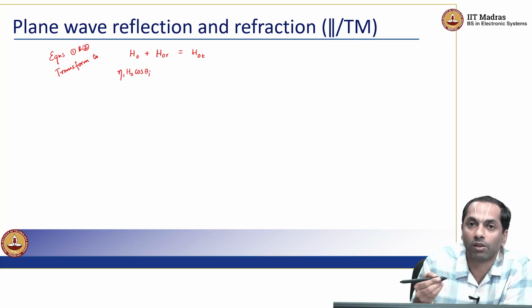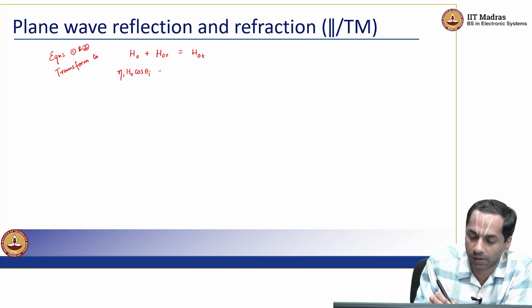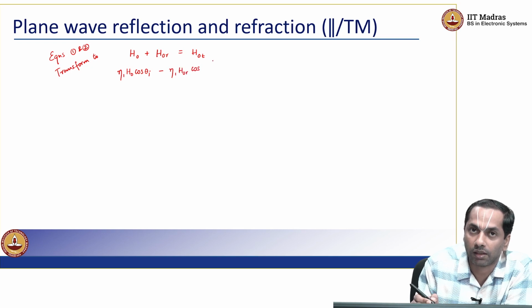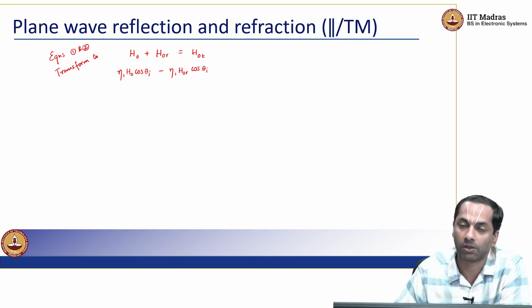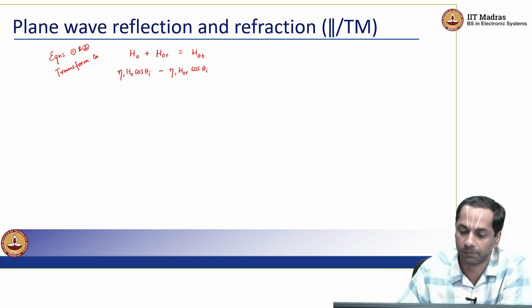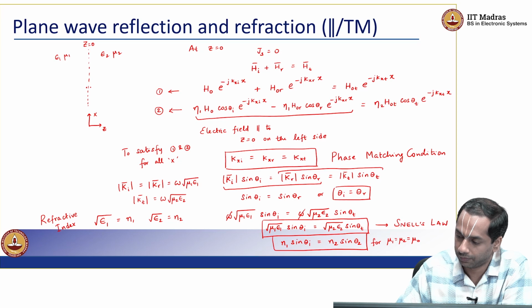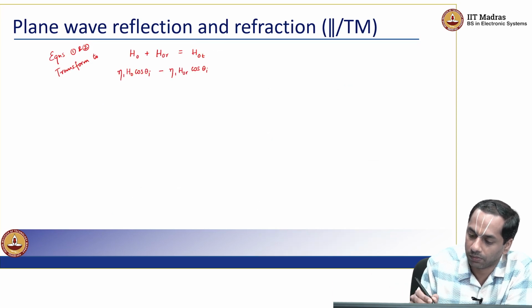right. So, we can now incorporate what we know about the angles, right. So, I can say that minus eta 1 H0r cos theta r, but it is simply cos theta i, right, because theta i and theta r are the same, and this is equal to eta 2 H0t cos of theta t.